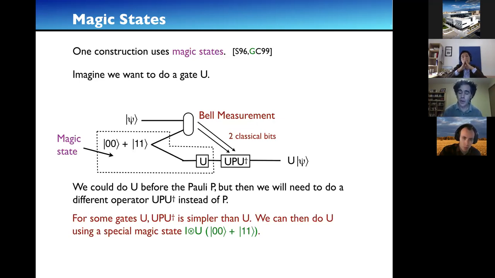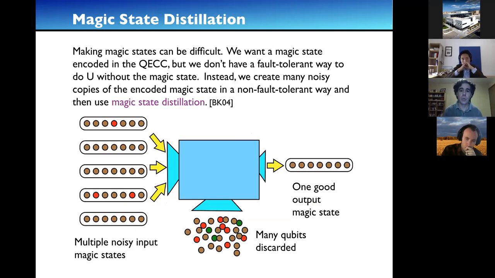So this protocol breaks up the process of doing a gate into the process of making the magic state and the process of teleportation plus U P U dagger. And we're assuming that we have the teleportation plus U P U dagger down. Maybe we can do those by transversal gates in a fault-tolerant way. But how do we make the magic state? Well, that's a difficult task, and that's something people have worked pretty hard to figure out good ways of doing in the 20th century and the 21st century.